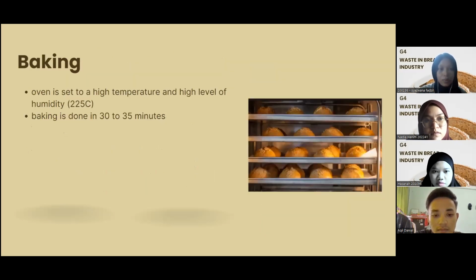Next, baking. Baking is done in an oven, which is set to a high temperature and high level of humidity, which is 225 degrees Celsius. Baking is done in 30 to 35 minutes.